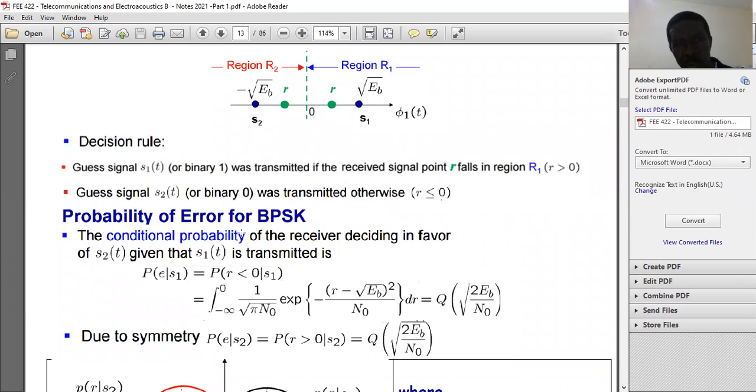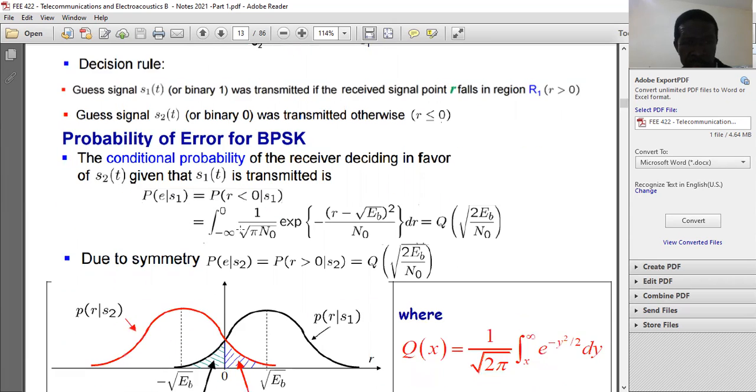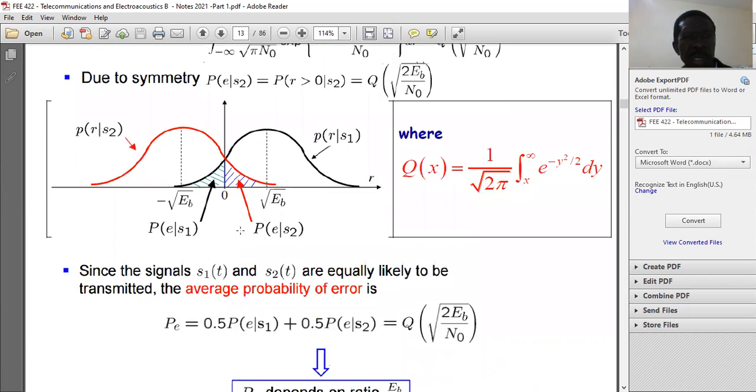If, of course, they were not 0, then you have the decision threshold somewhere else. And so what happens is that if, for example, a 1 is transmitted, the signal that you receive is indicated by the black curve in terms of the probability. Then you make an error if you receive something on the negative side. So an error will occur when a 1 is transmitted if the signal that is received is negative.